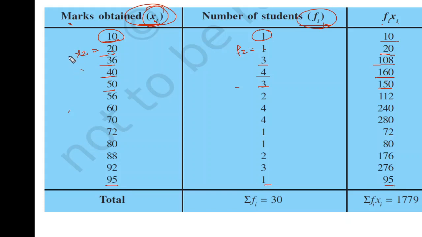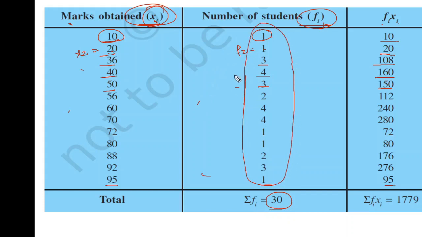Okay, now after writing all this in tabular form, we have found fi xi. Now what we have to find? We have to find the total, that means total frequency. You can write it sigma fi. Sigma means sum. So sum of fi is what? 1 plus 1 plus 3 plus 5, 4 plus 3 plus 2 plus 4 plus 4 plus 1 plus 1 plus 2 plus 3 plus 1, that is equal to 30. So you have to find the sum of all the fi's.